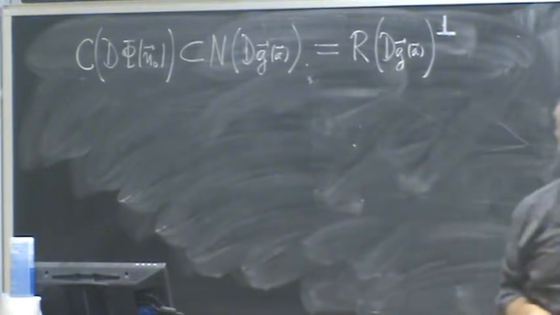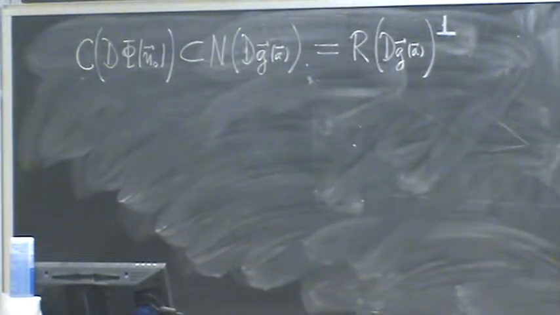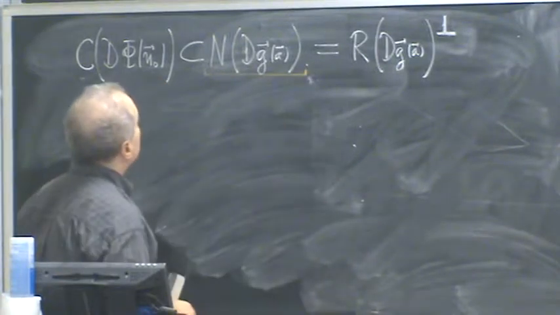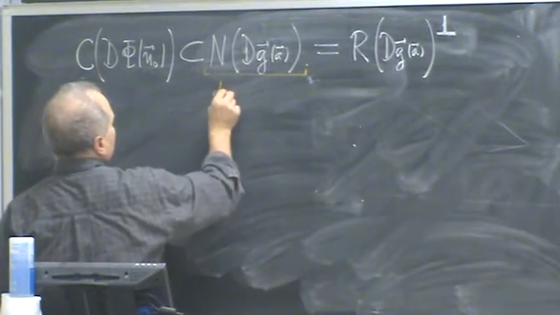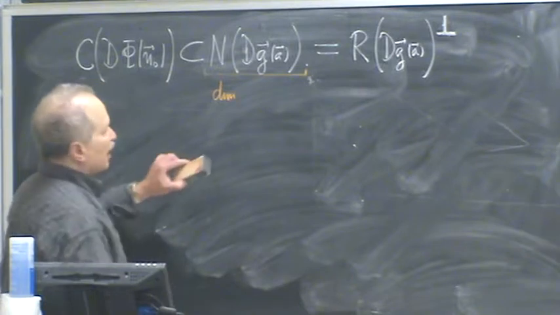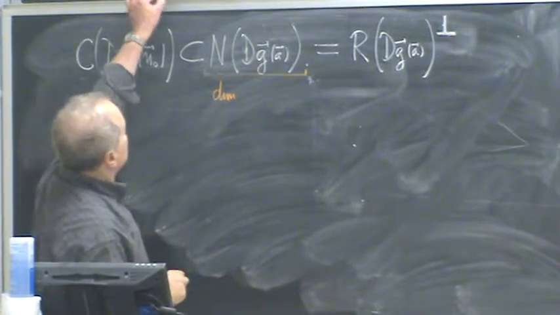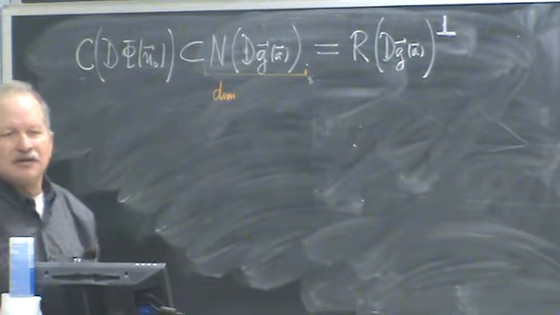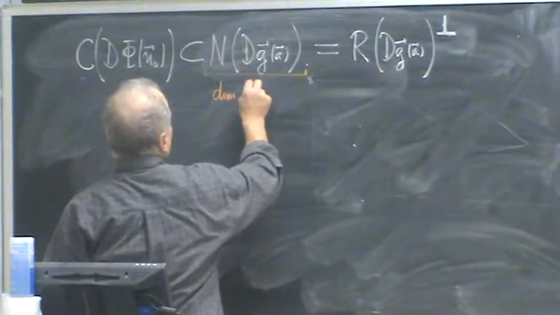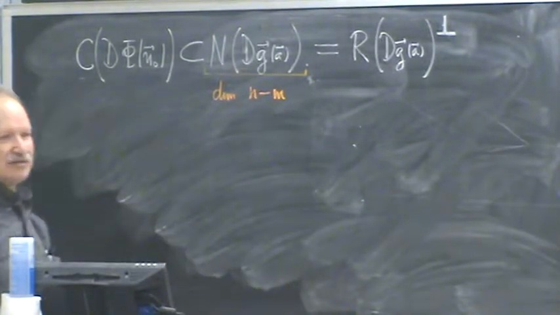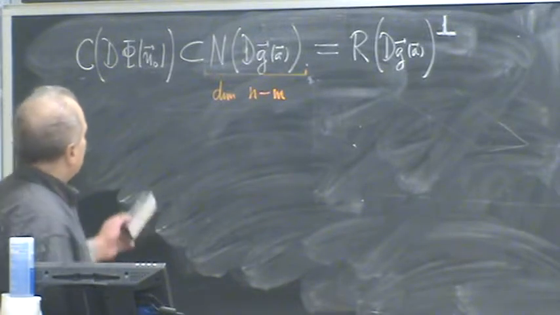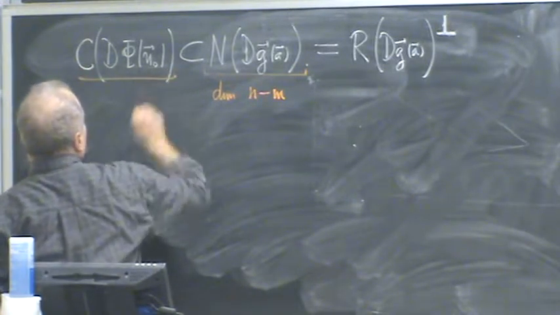Now, let's talk about dimensions. What's the dimension of this null space? The dimension of the row space. What does this tell you? Null space is n minus the rank. Good call. What's the dimension of this?